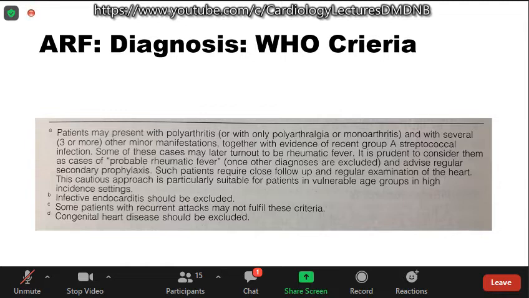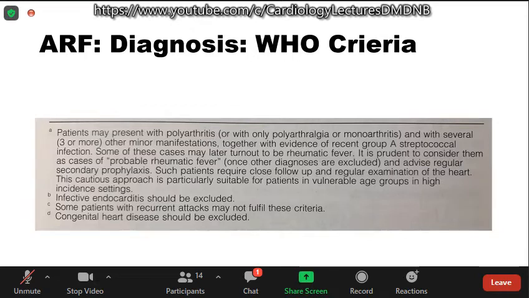Then what should be the approach? Some of these cases may later turn out to be rheumatic fever. It is prudent to consider them as cases of probable rheumatic fever once other diagnoses are excluded, and advise regular secondary prophylaxis. That is the recommendation of WHO. Such patients require close follow-up and a regular examination of the heart.